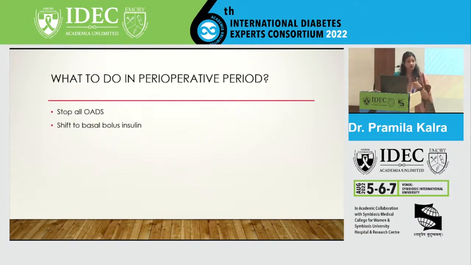So now perioperative period, in such cases, we better stop the OADs, we shift the patient to insulin, and we titrate. Not like we fix a dose. We can't fix a dose. We have to see how much is a post-dinner, give a correction dose at that time, give her a small amount of basal as well, so that next day morning when she goes for surgery, the things are done properly.